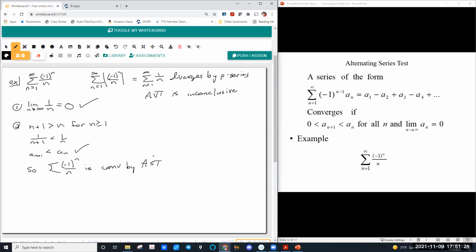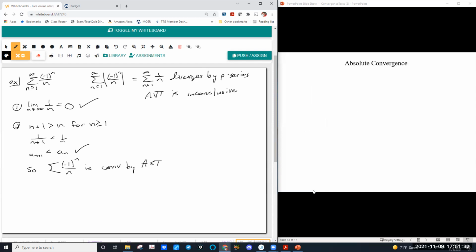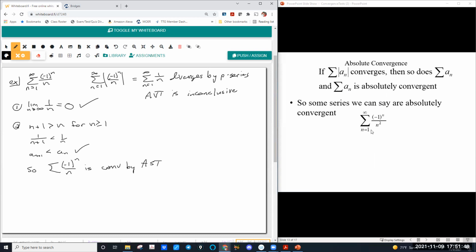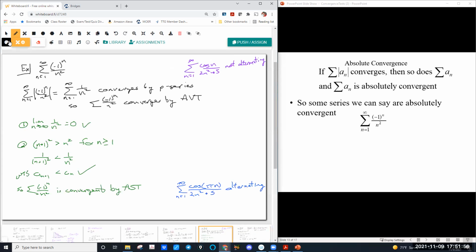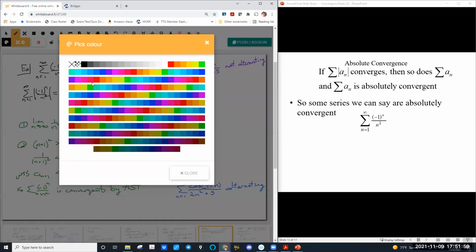Now, there's a reason I did these two, and it's because there's a contrast to them. You saw this in the online lesson. It has to do with what's called absolute convergence versus conditional convergence. If the absolute value of a series converges, then so does the series. And then we can say that that series is what's called absolutely convergent. So when we did this one before, it was absolutely convergent. Absolute convergence is a stronger form of convergence.